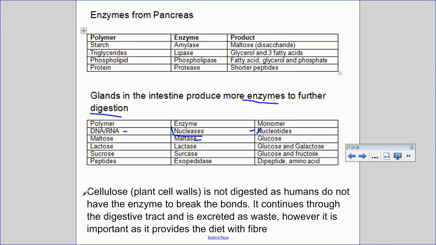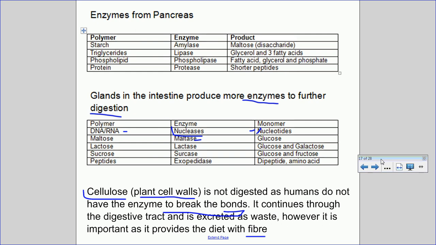And then just keep in mind that cellulose, which is the main component of the cell wall in plants, is not digested. So it's not broken down, as humans do not have the enzymes to break those beta 1,4 bonds found in cellulose. It continues through the digestive tract and basically is excreted as waste. However, it is important as it provides the diet with fiber. So cellulose, which is found in plant cell walls, is also known as fiber. So eating fiber is important for maintaining a healthy digestive tract.